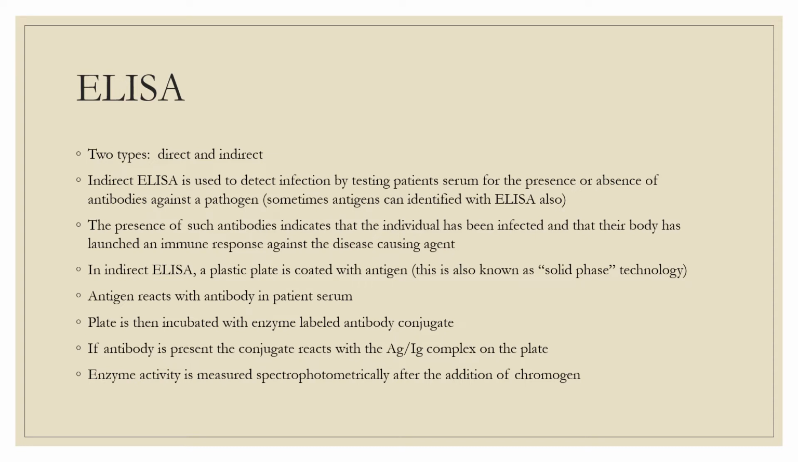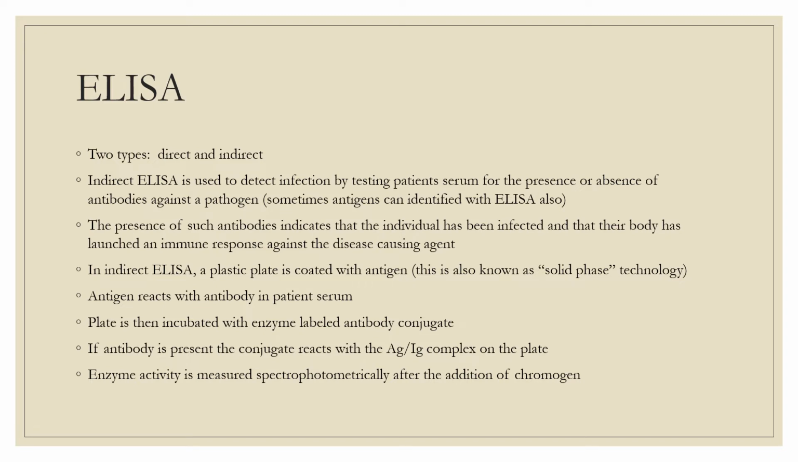So in indirect ELISA, we have a 96 well plate, and that plate is coated with antigen. If our patient has antibody in their serum, once we add their serum to the antigen in the plastic wells, they're going to link up, and we're going to add an enzyme labeled antibody conjugate. If antibody is present, then the conjugate reacts, and the conjugate is basically a color enhancer, and the enzyme activity is measured spectrophotometrically after the addition of chromogen.